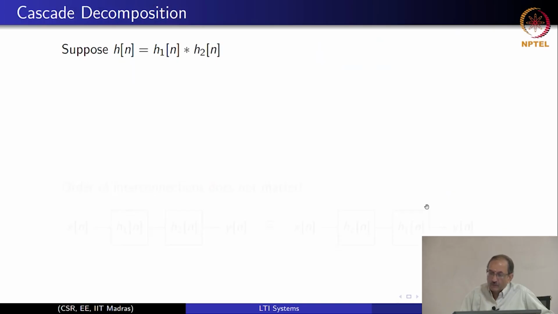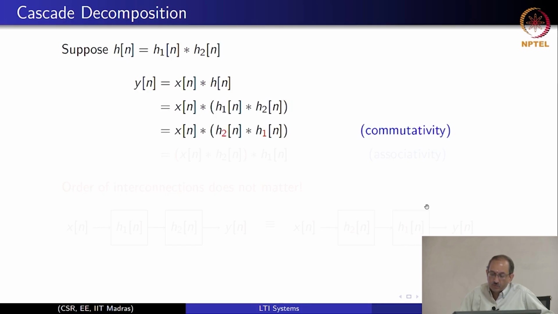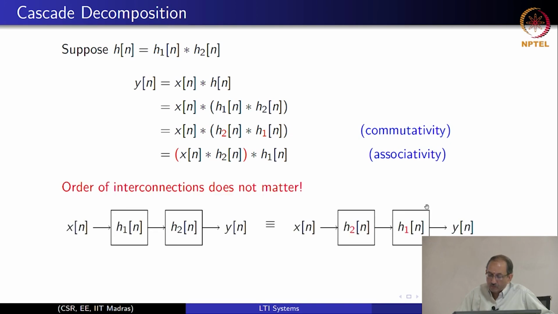And the next is cascade decomposition. Suppose h of n is h1 star h2, then you can replace h1 by h1 convolved with h2, and then you can interchange. Where there you use commutativity, and then again you are using associativity here. So what this tells you is order of interconnections does not matter.